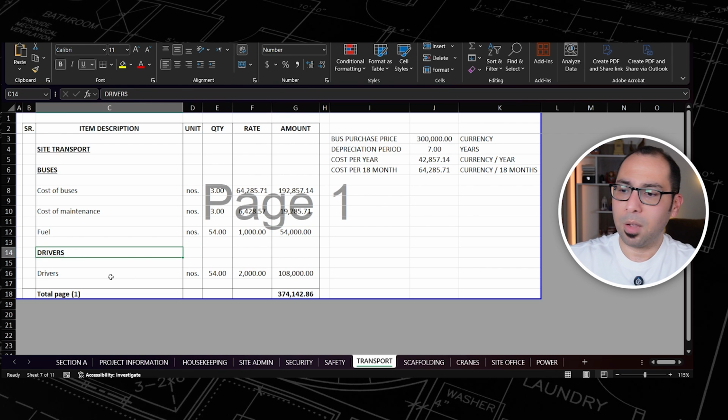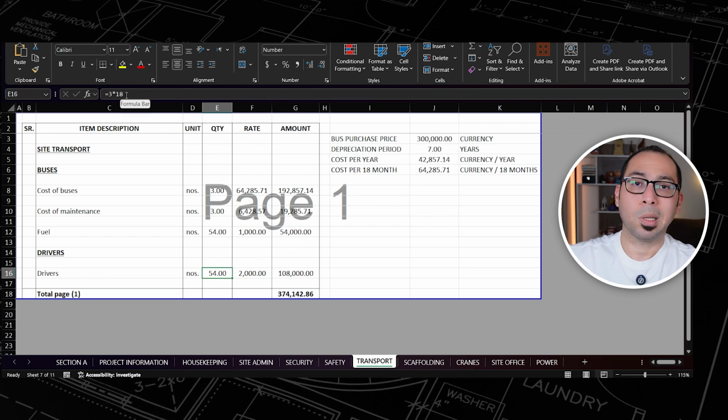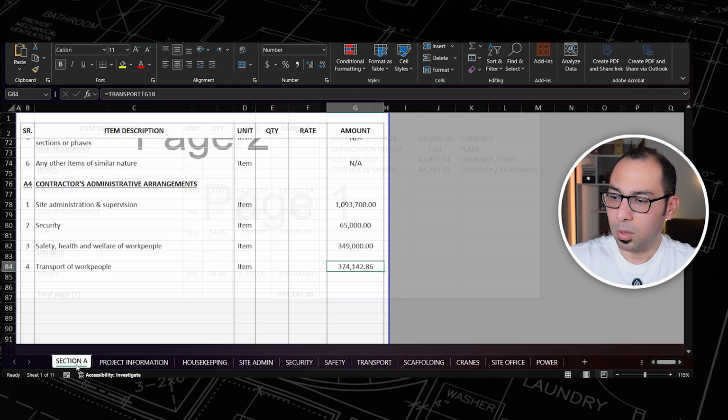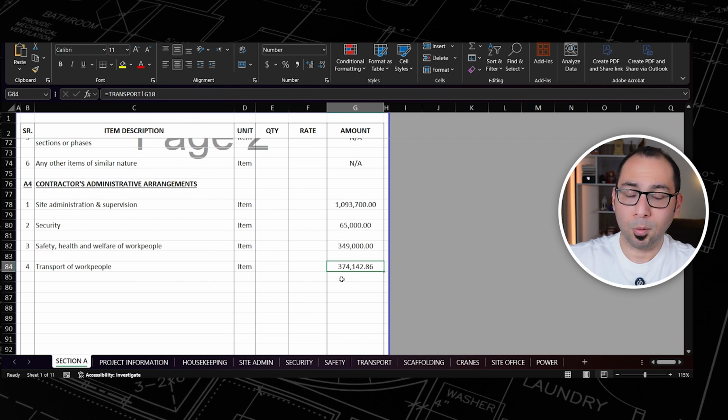And we also need drivers, so we need 3 drivers multiplied by 18, which is the duration of the project, multiplied by the salary of the driver, so we get the amount for the drivers. And when we take a summation, again we are getting 374 for the transport of work people for the buses and the drivers and the fuel.